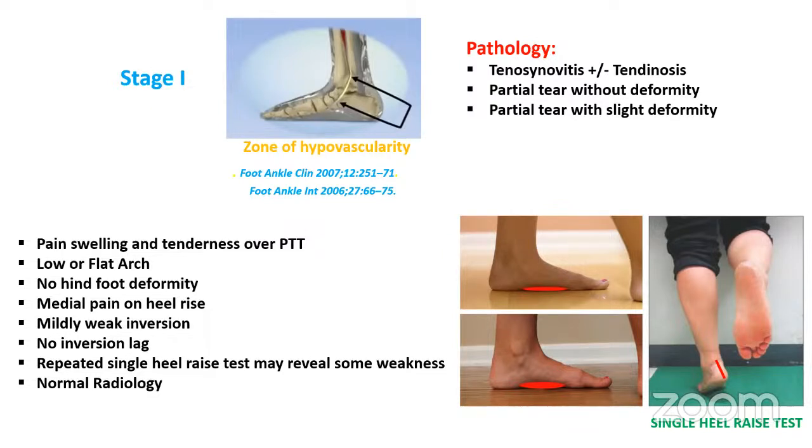So it's a stage 1. Then there is only pain and swelling over the tibialis posterior tendon. There's a lowered arch. There's no significant deformity in the hind foot, and there is pain on performing a single heel raise. So this is what we are looking for. And the pathology in these cases is just a tenosynovitis or tendinosis involving the tibialis posterior.